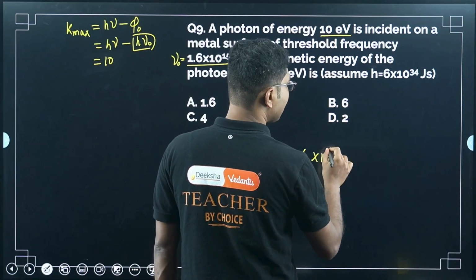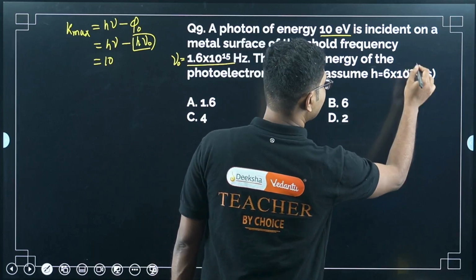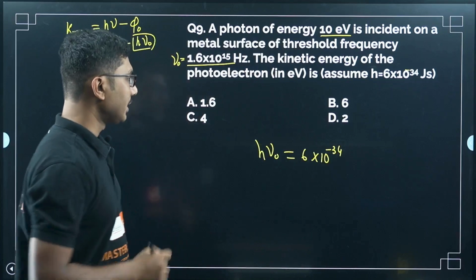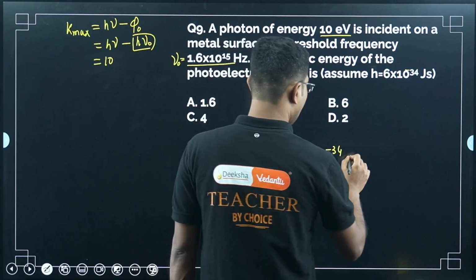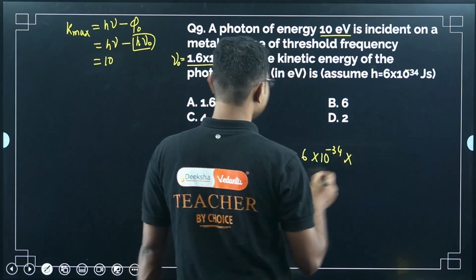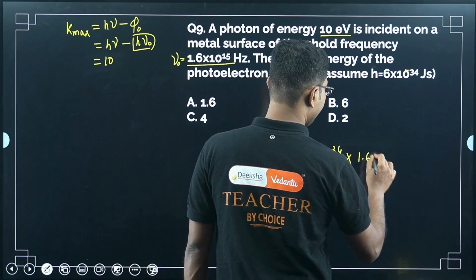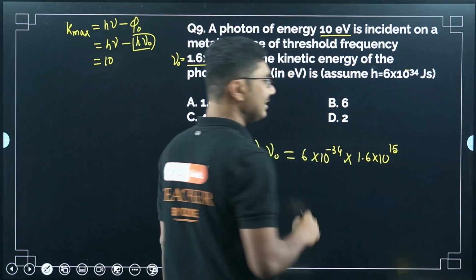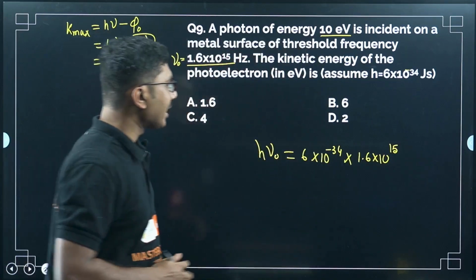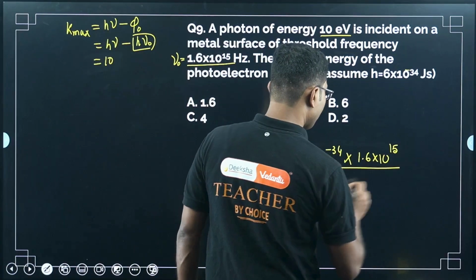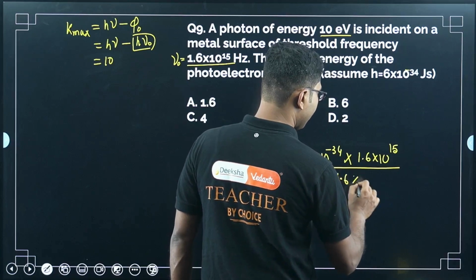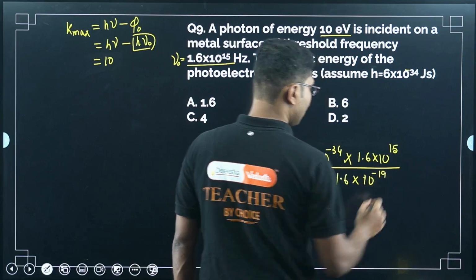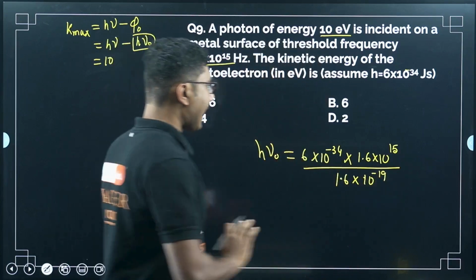So 6 times 10 to the power of minus 34, okay, minus 34. I hope you have understood that 6 times 10 to the minus 34, and the frequency is given as 1.6 times 10 to the power of plus 15. This is in joules. Now how can we convert it into electron volt? To convert it into electron volt, we have to divide it by 1.6 times 10 to the power of minus 19. Simple, okay, as simple as that.